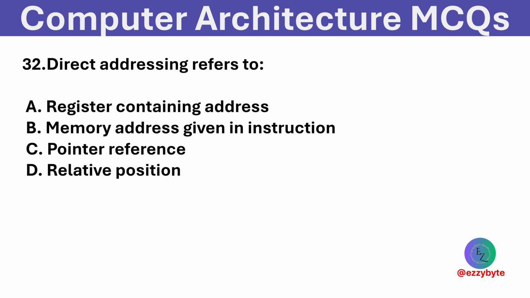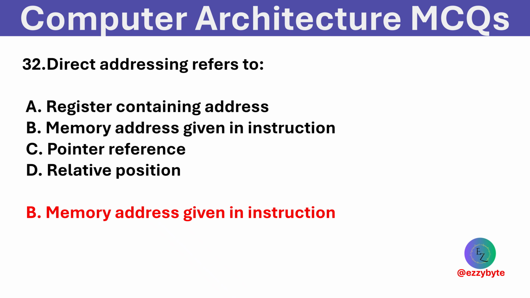Direct addressing refers to. Options are register containing address, memory address given in instruction, pointer reference, and relative position. Option B is correct. Direct addressing specifies the actual memory address of the data.